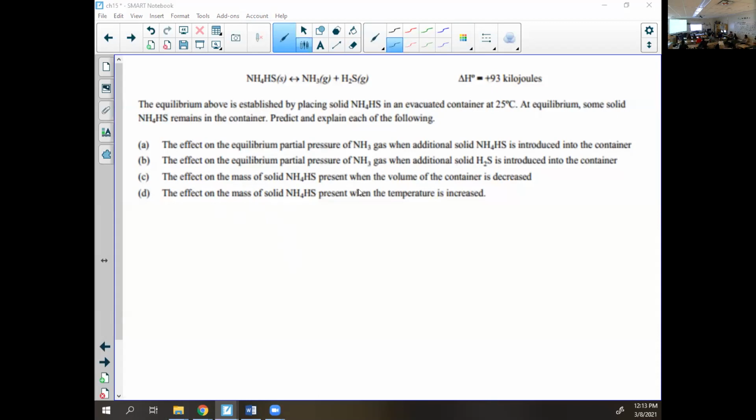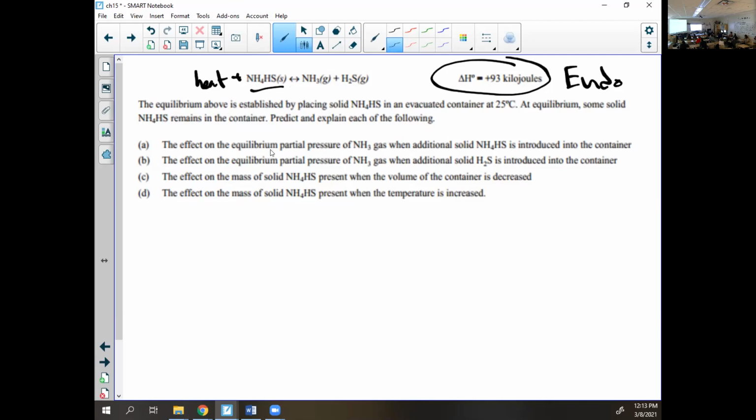Equilibrium is established by placing solid ammonium hydrogen sulfide in an evacuated container. What does this mean right here, by the way? All right, that takes in heat, so it's endothermic, and heat would be on this side. You okay with that? Also notice this is a solid. These are both gases. At equilibrium, some of this remains. Predict and explain each of the following.